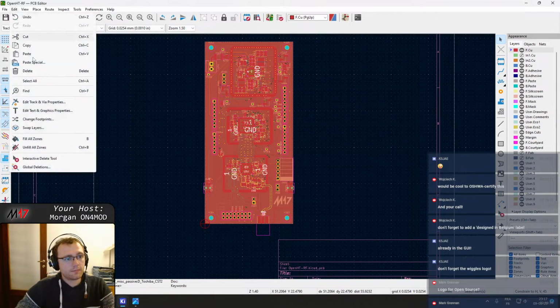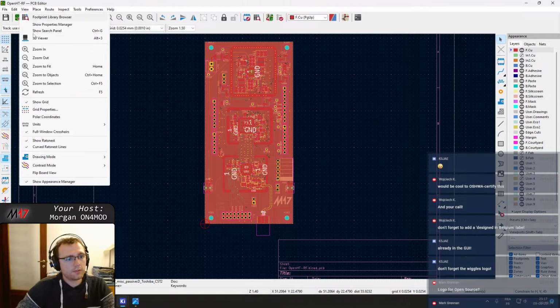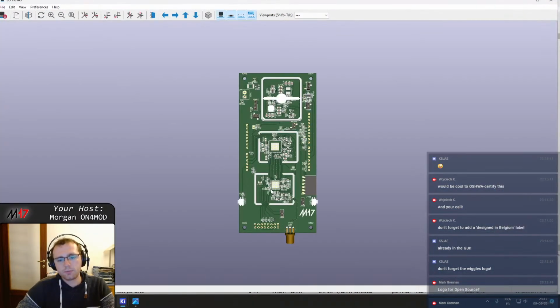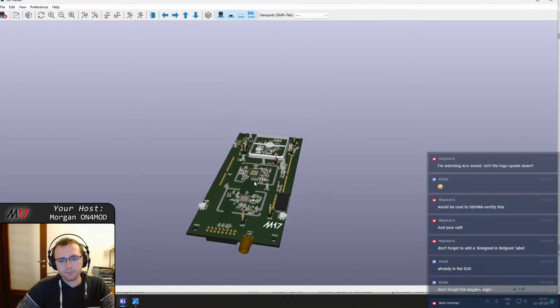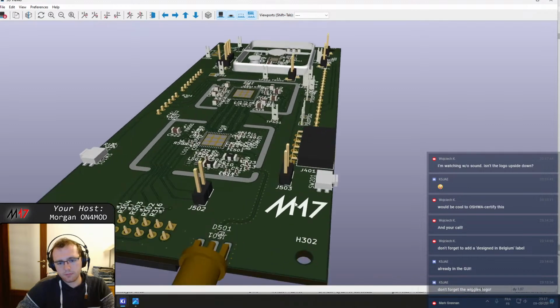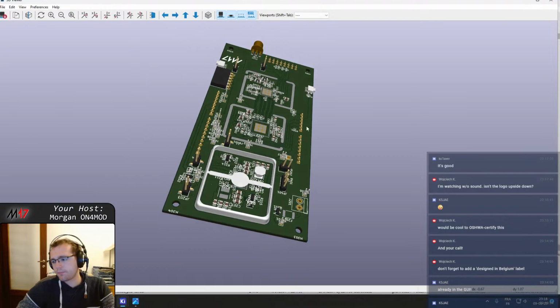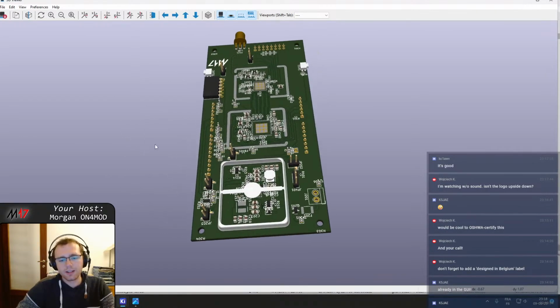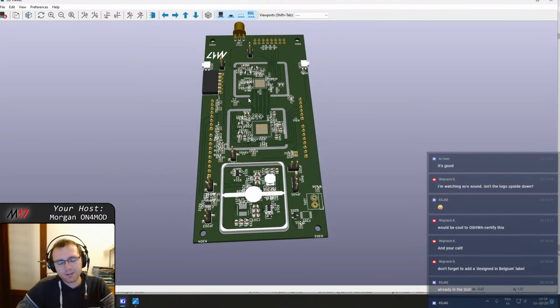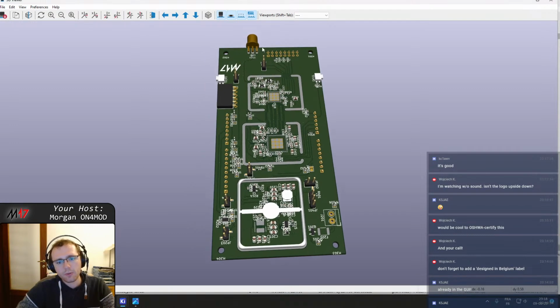And let's have a nice 3D view of the board. Yes, you're right. The logo is upside down because the board is upside down actually, because I designed the whole thing with the SMA connector at the bottom.